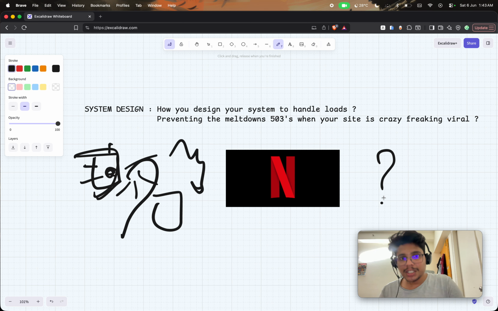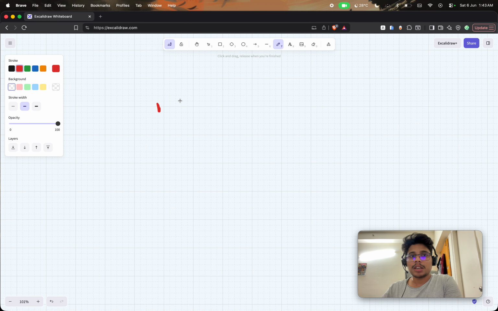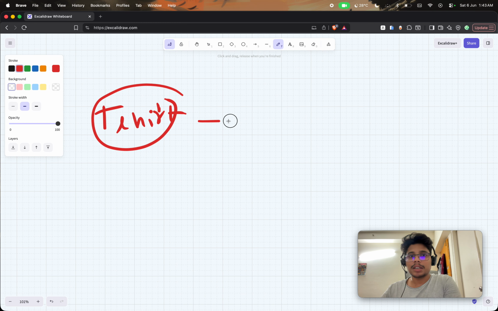So let's look at how you design your system to handle load, preventing the 503 meltdown when your site goes crazy viral. Let's take an example. You are running a site, suppose a t-shirt store. You are running a t-shirt business, and you create some kind of store for that.